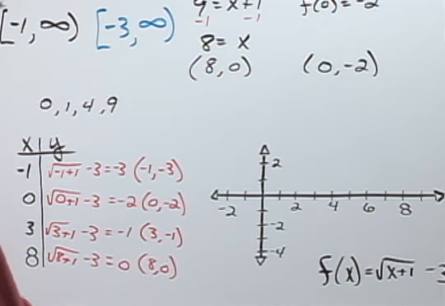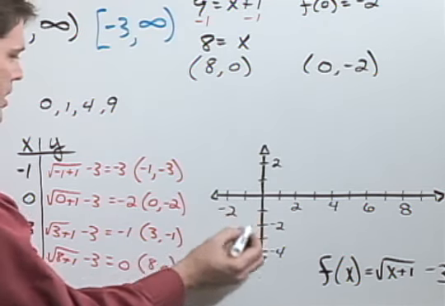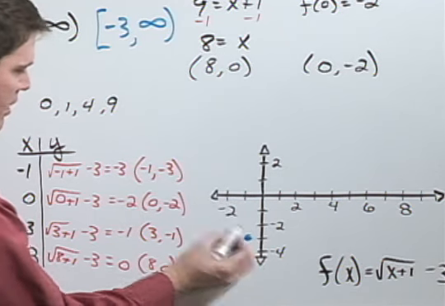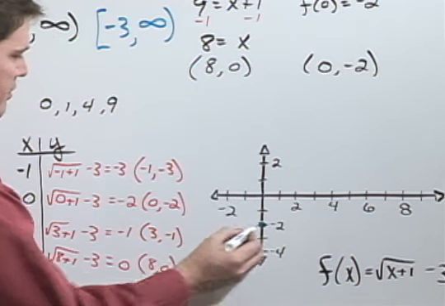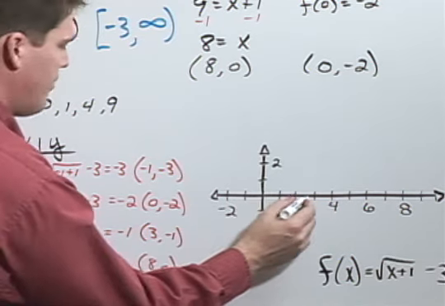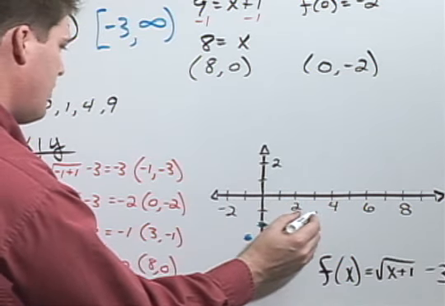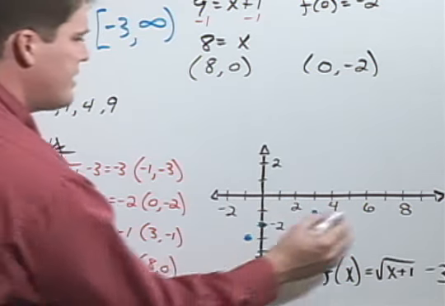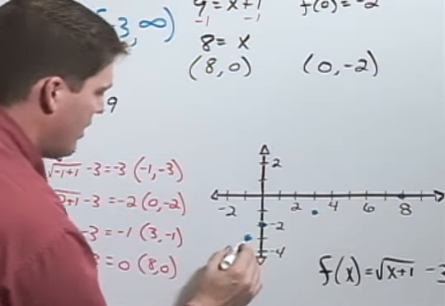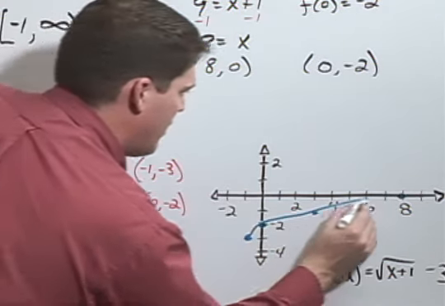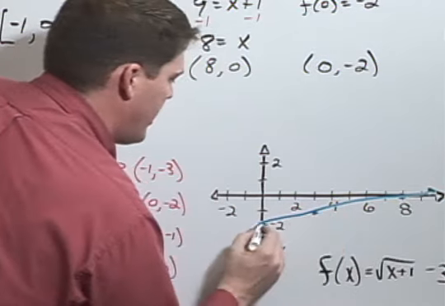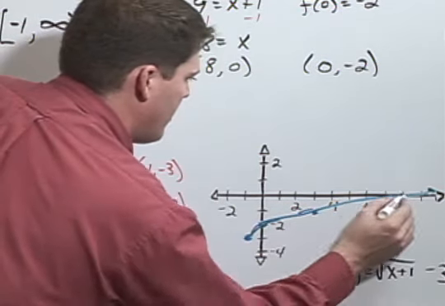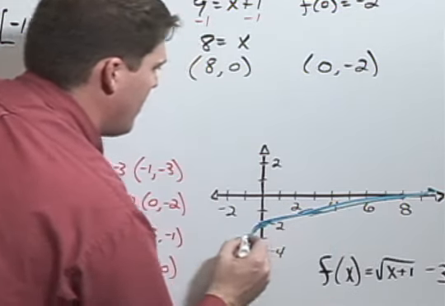Plotting these points on my graph, (negative 1, negative 3), (0, negative 2), (3, negative 1), and (8, 0), I get a sketch of my graph.